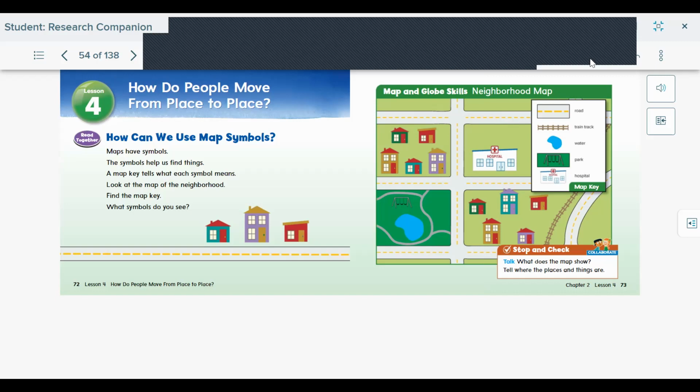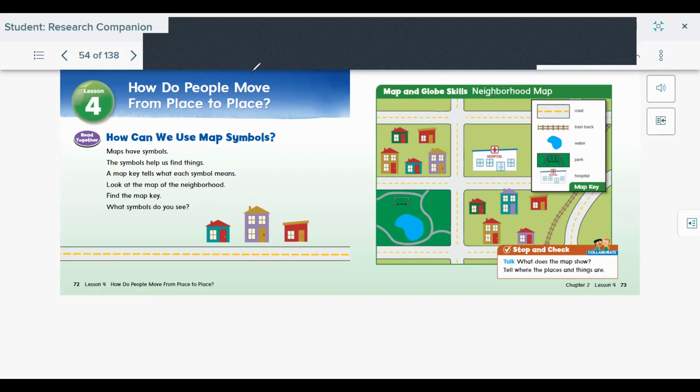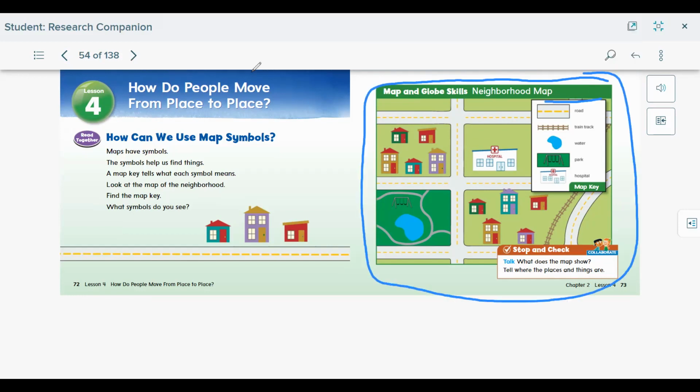All right, we're in our research companion now. How can we use map symbols? Maps have symbols, and these symbols help us find things. A map key tells what each symbol means. Let's look at the map of this neighborhood and find the map key. Right here is a map of a neighborhood. And this right here is the map key. It tells us what these symbols mean.